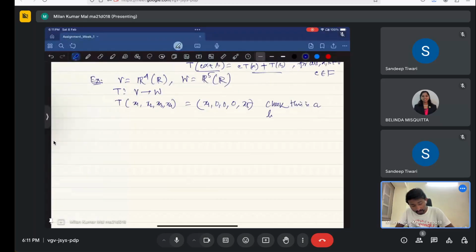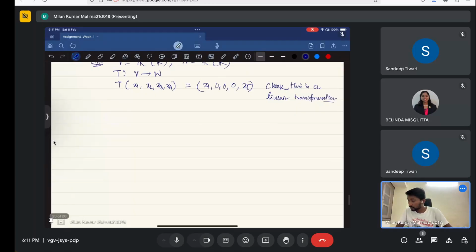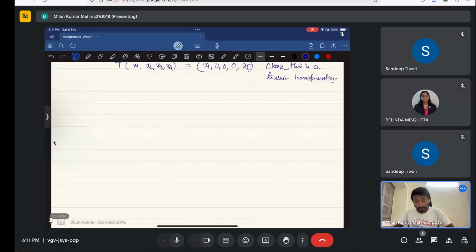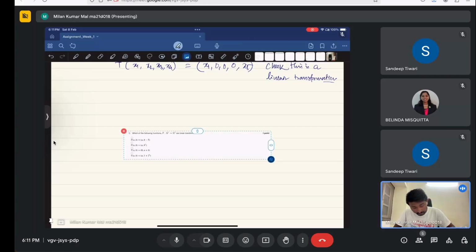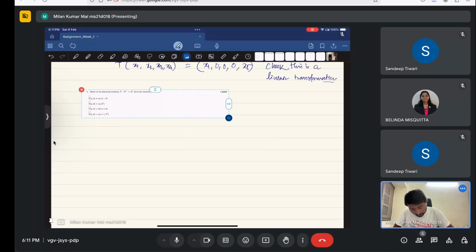Okay, this is a linear transformation. So now, on the basis of this, I will discuss one problem on whether a map is a linear transformation or not. This is a map.